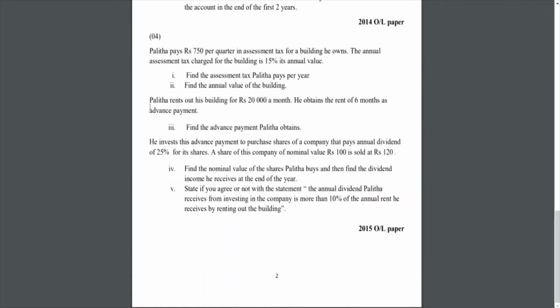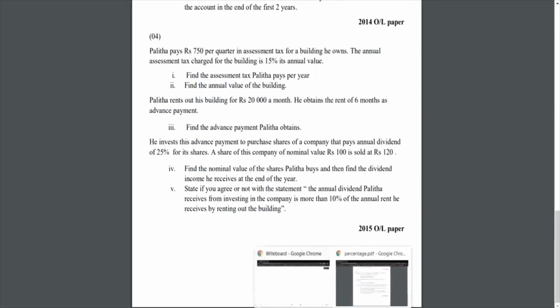Now let's discuss the fourth question of the fourth seminar. This question says that Carlita pays 750 rupees per quarter in assessment tax for a building he owns. The annual assessment tax charged for the building is 15% of its annual value. Find the assessment tax Carlita pays per year. That's the first question.